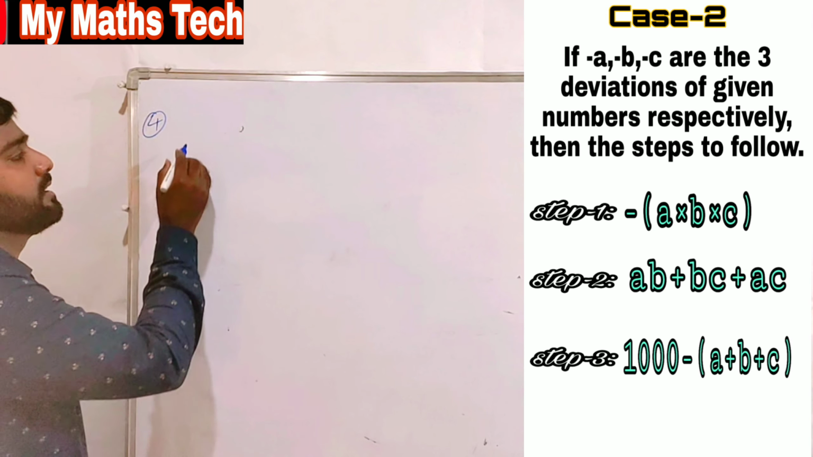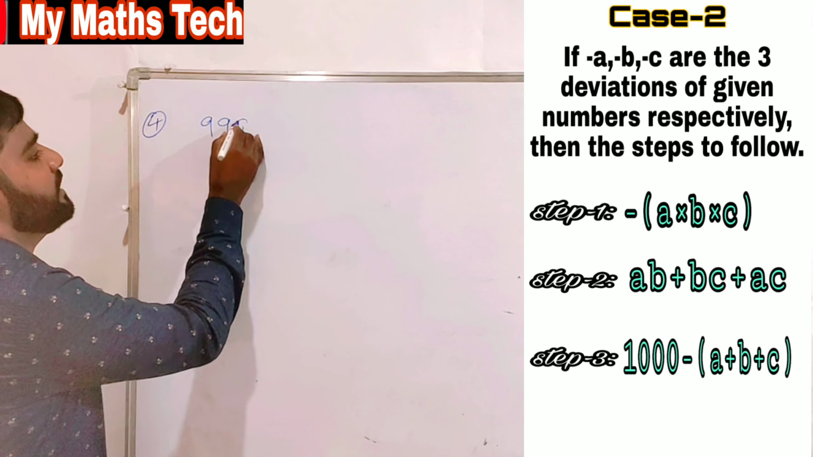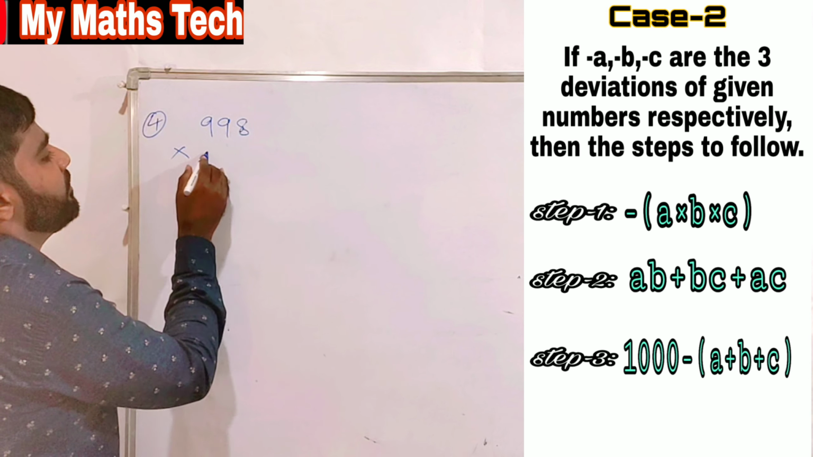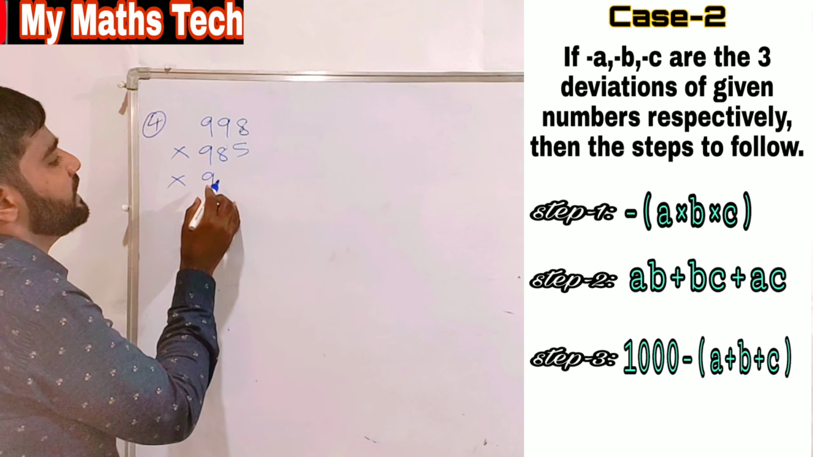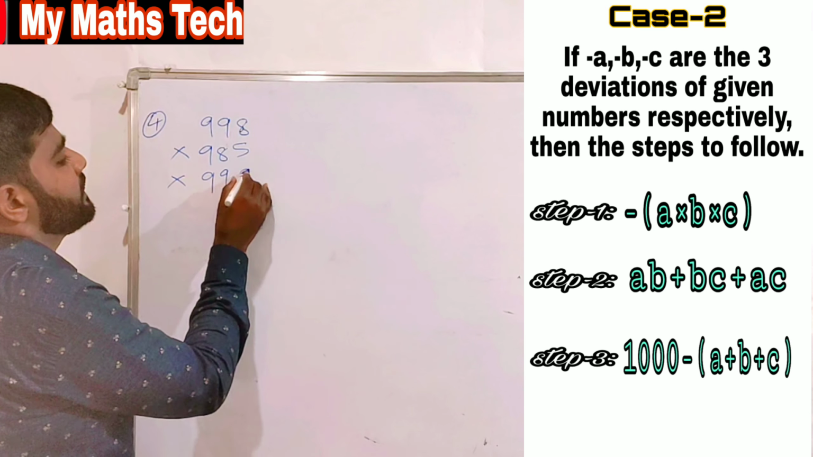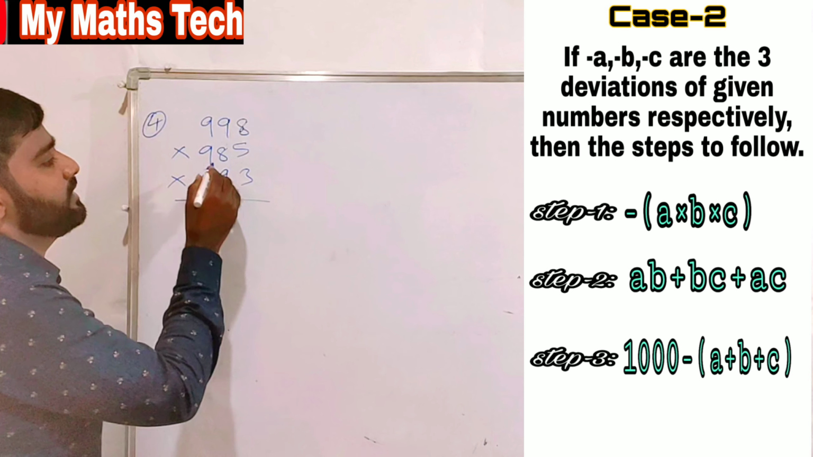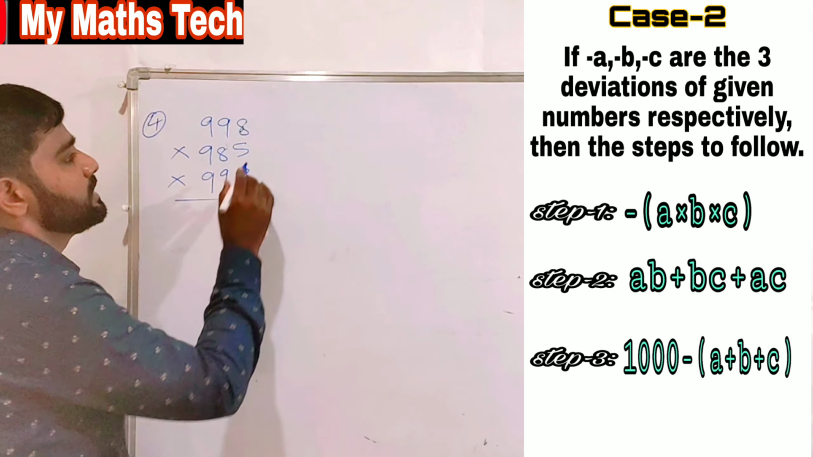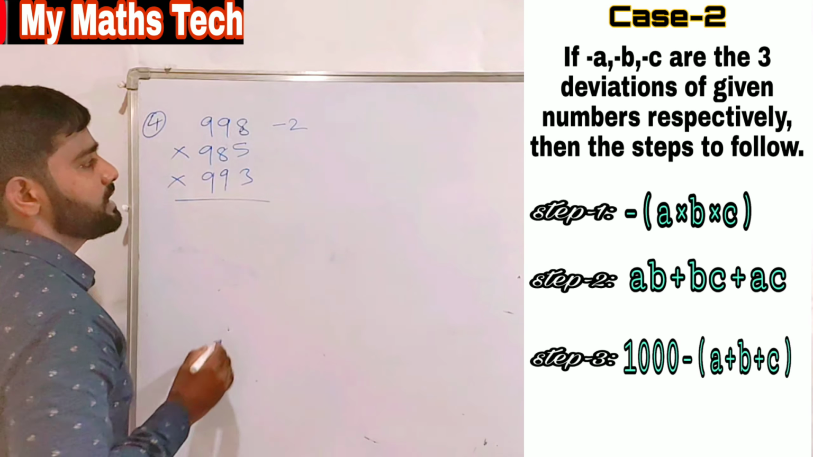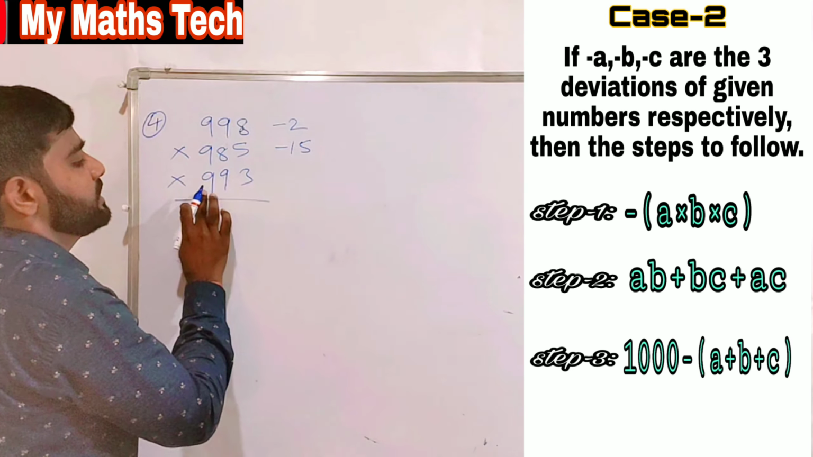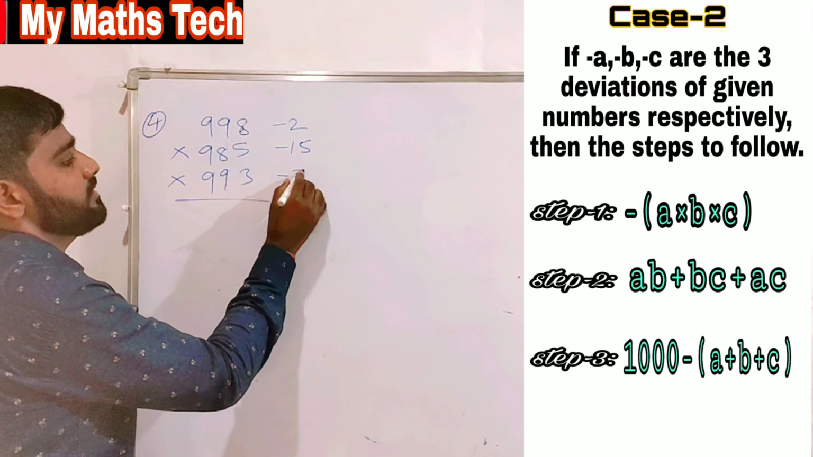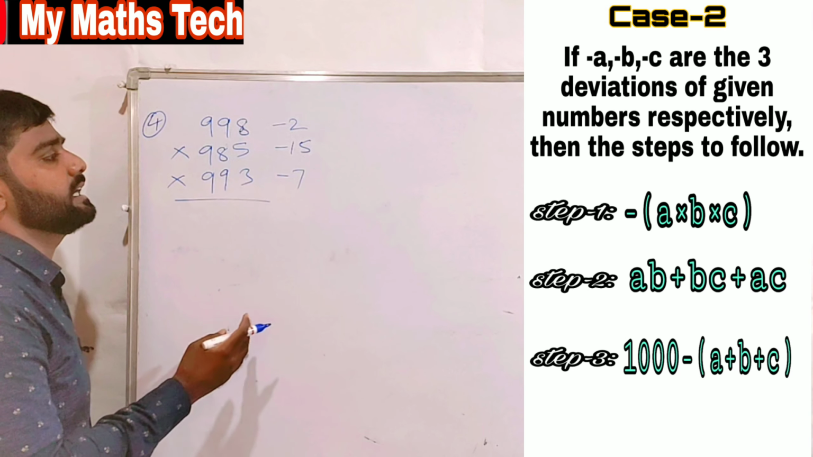Fourth one, 998 into 985 into 993. So first we have to find the deviations of the given three numbers. The first number is 2 less than 1000, the second number is 15 less than 1000, and the third number 993 is 7 less than 1000. Let us apply the technique.